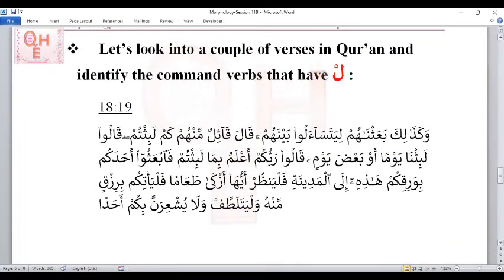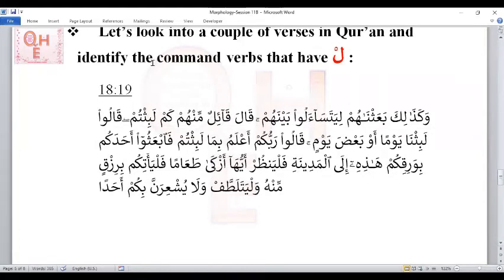Okay, we have one verse here. So what we are going to do, we are going to try to find command verbs that have lam sakina, and we see the lam sakina immediately after waw or fa or thumma. So I'm going to look for waw or fa or thumma, and I'm going to see whether there is a lam sakina immediately after that. Okay, let's browse over.